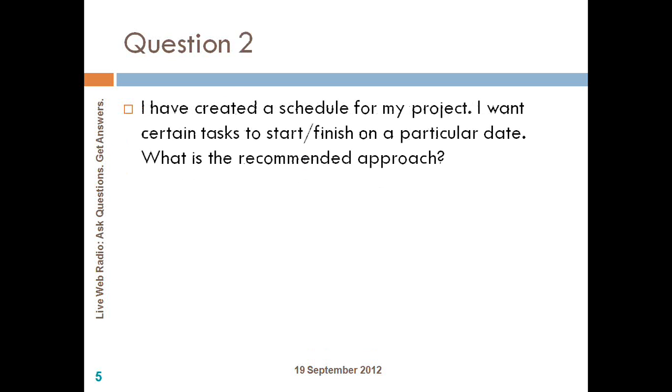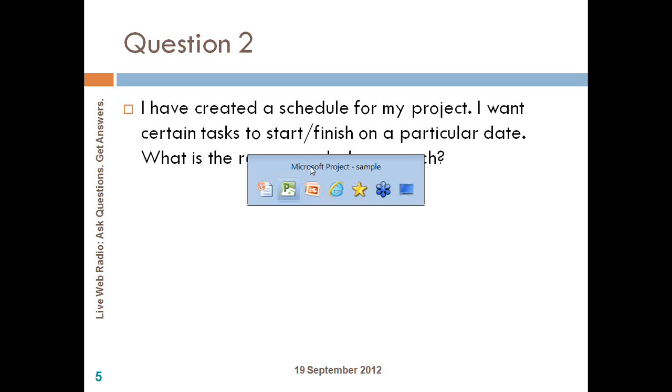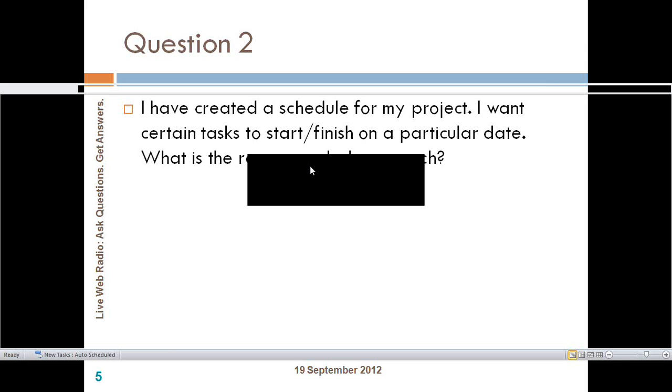The question number two which I would like to take is from one of the participants, who has written to me saying they have created a schedule for their project and they want certain activities to finish or start by a given date. What is the recommended approach for it? Let me go back to Project. If you look at this current schedule, I have a set of tasks which have been linked, and I have loaded some resources.